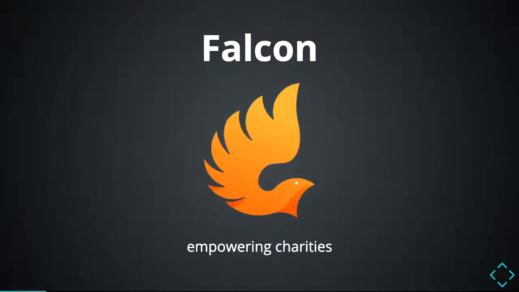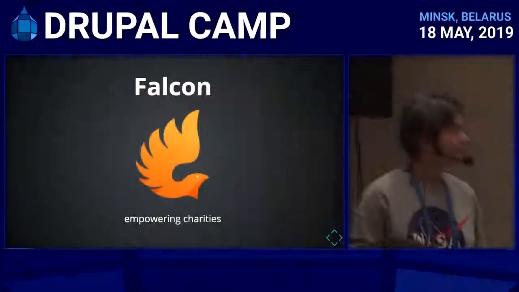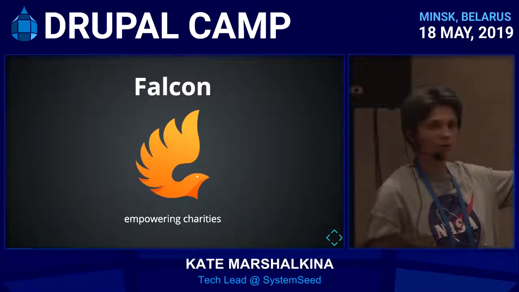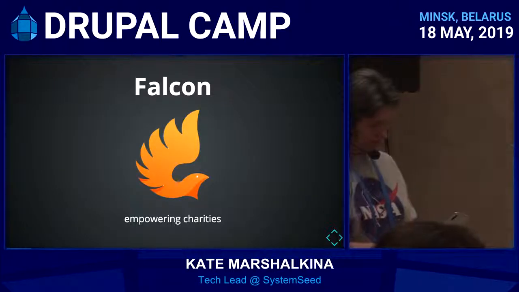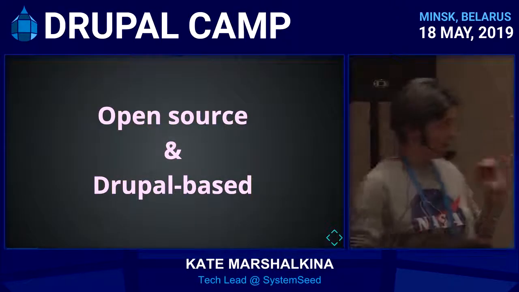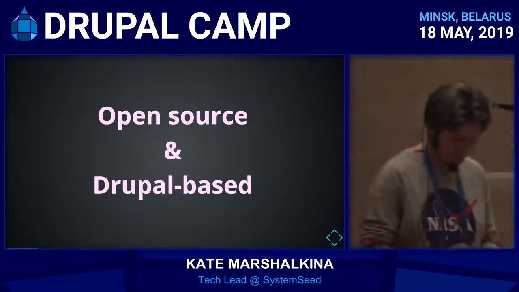And we noticed that charities often prefer custom solutions over existing ones, because existing ones are often either too complicated and expensive, enterprise level, or in the opposite way, they're quite basic and hard to extend. So we decided to build Falcon. We started from a logo and a slogan. Then we created a public repo on GitHub and installed Drupal 8. That worked pretty well, so we decided to move on.